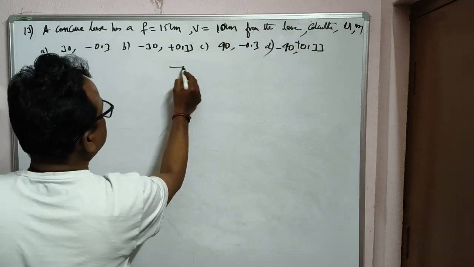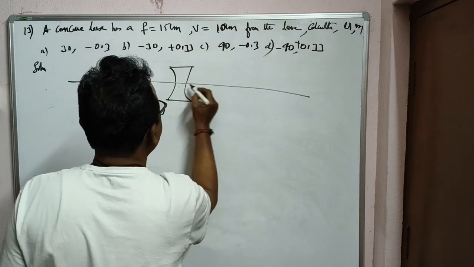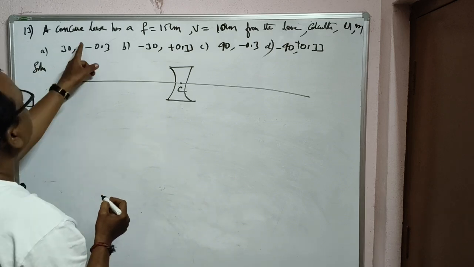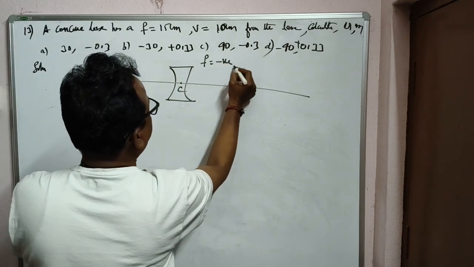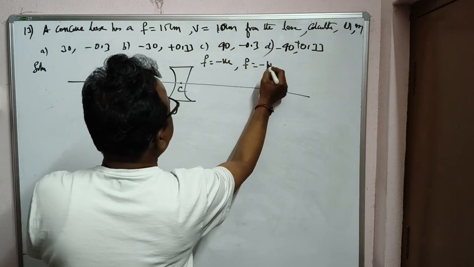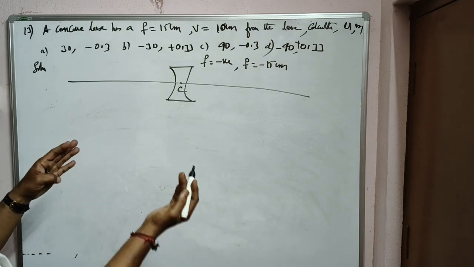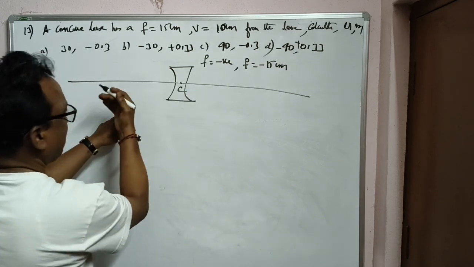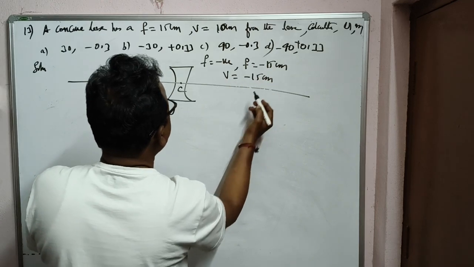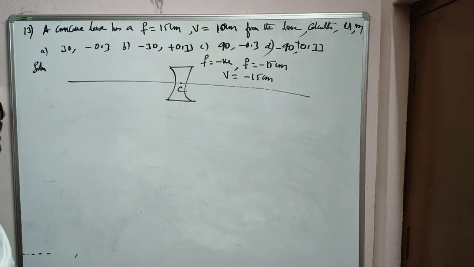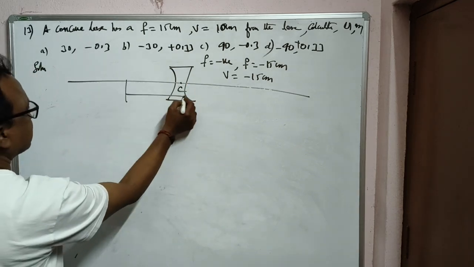This is a concave lens. Let us try to draw the figure. Optic center. Focal length is given, and focal length for a concave lens is negative, of course. F is equal to minus 15 centimeters. The image is 15 centimeters from the lens. Generally the image is formed as virtual only here, so V is equal to minus 15 from the lens. Okay. Now calculate U. So you have to calculate the object distance here.